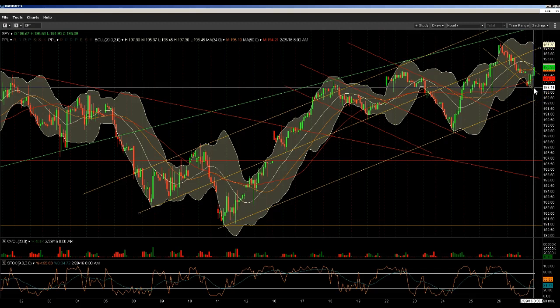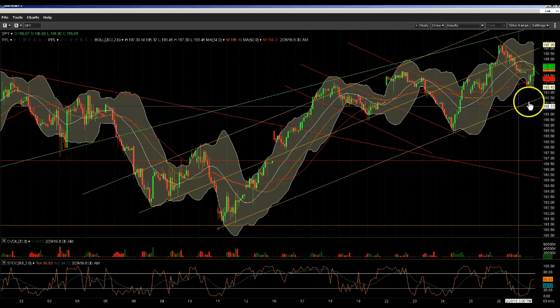The simplest way of looking at it is that if you break below 193.44, the probability, and again, trading and investing is a game of probability, not a game of certainties. So if we break 193.44 or somewhere around this level here, then you could expect the market to pull back towards the lower end of this uptrend channel.